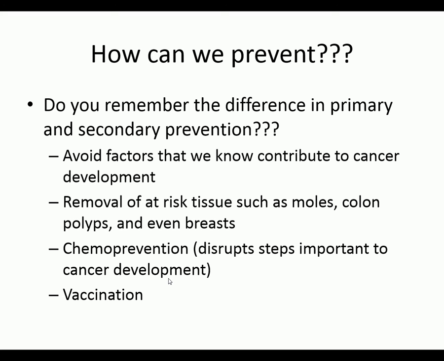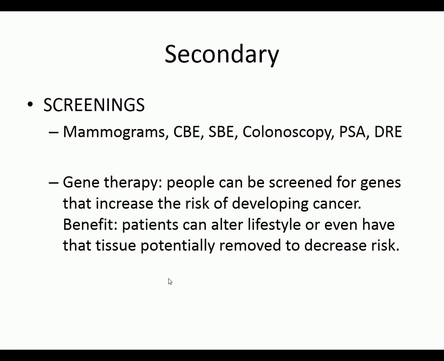for that. So again, primary prevention is going to attempt to prevent cancer occurrence altogether, whereas secondary is going to be screening. So screenings: mammograms, clinical breast exam, self-breast exam, colonoscopy, prostate-specific antigen, and digital rectal exam for men over 50. Gene therapy can also be used. People can be screened for genes that will increase their risk of developing cancer. The benefit is that patients can alter their lifestyle or even have that tissue potentially removed to decrease their risk.